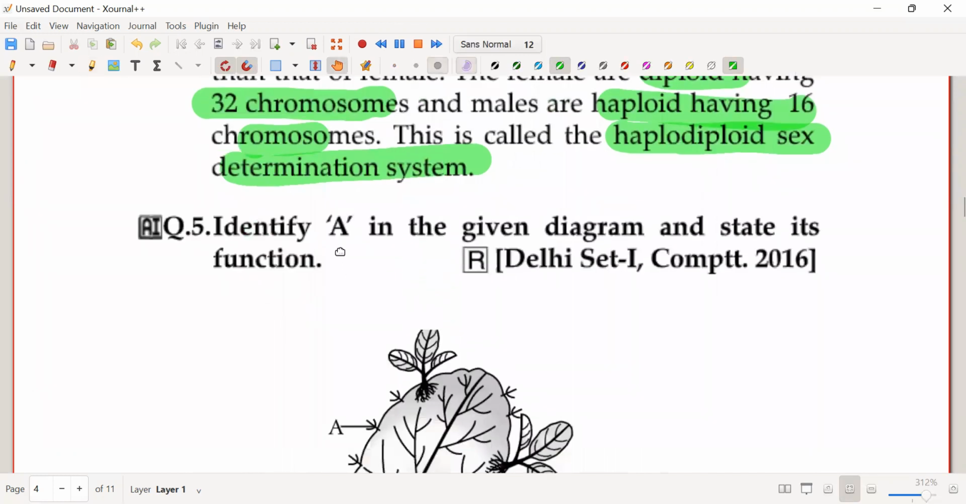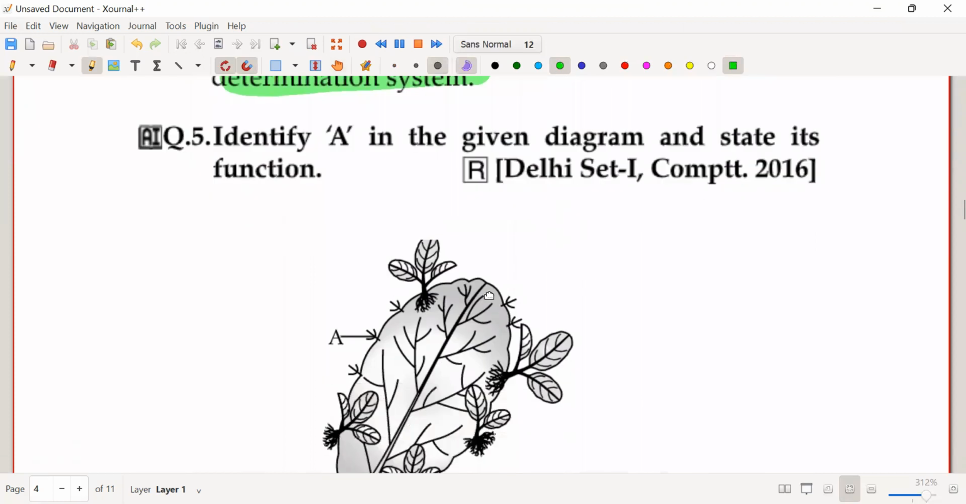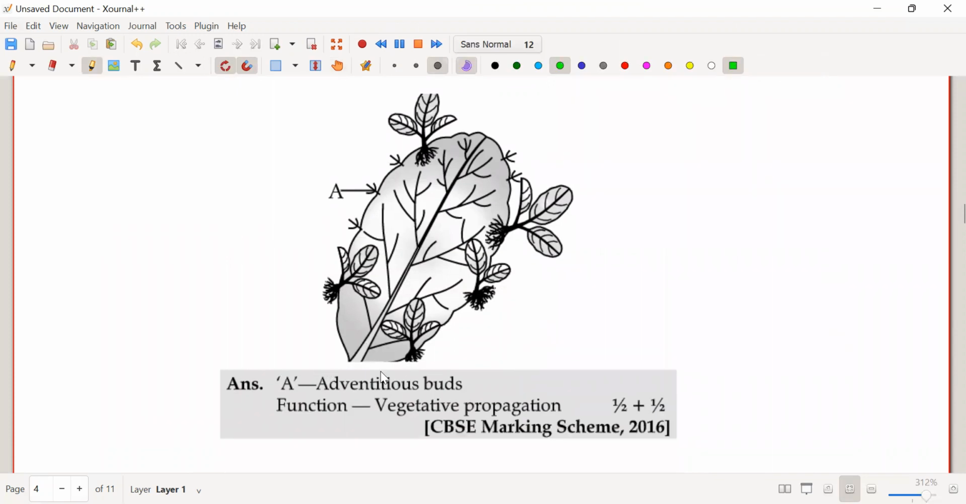Then identify A in the given diagram and state its function. What is A? This is adventitious buds. Function: vegetative propagation. Half mark for each. Adventitious buds form on the leaves, and when one falls down, it will form a new plant.